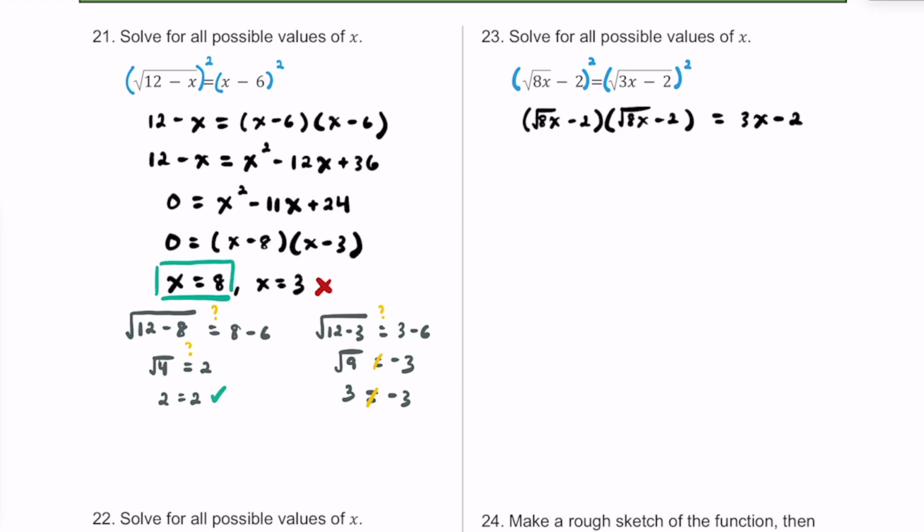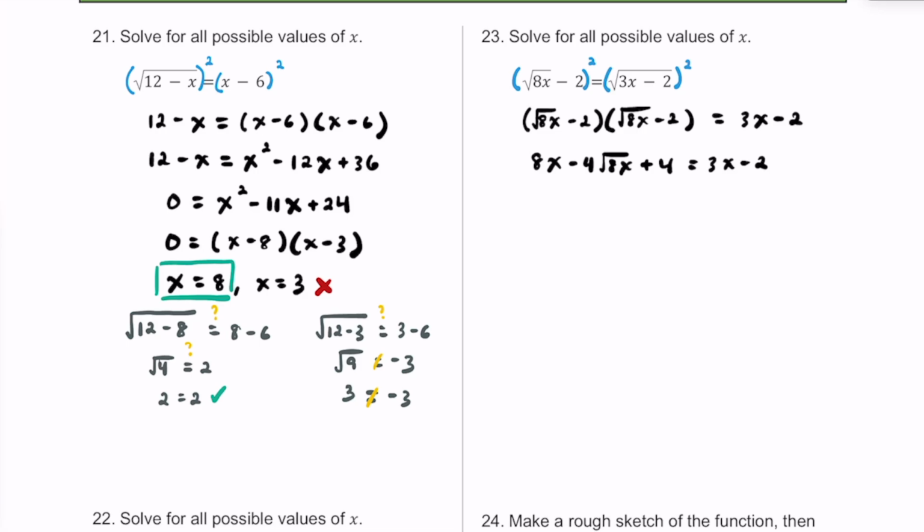Okay. Now on the left side, if we go ahead and FOIL this out, the square root of 8x times the square root of 8x is just going to be 8x. Then we have this minus 2 times the square root of 8x, but we have two of them, so it's going to be minus 4 times the square root of 8x. Then we have this negative 2 times negative 2, which is positive 4. This is going to be equal to this 3x minus 2 on the right side of the equation.